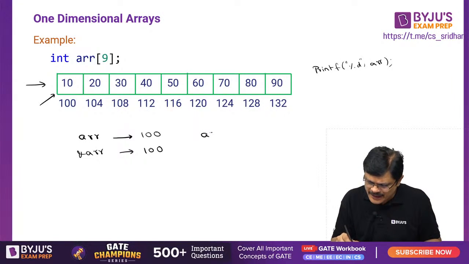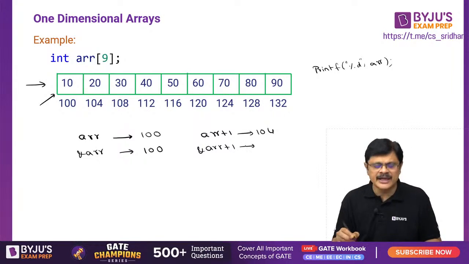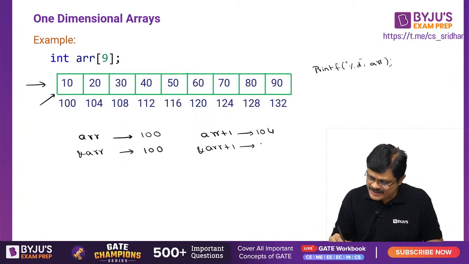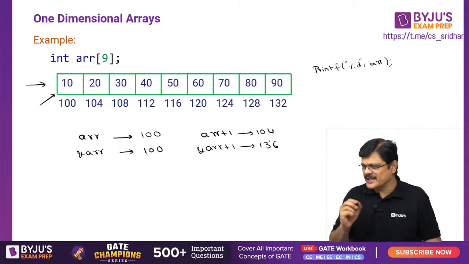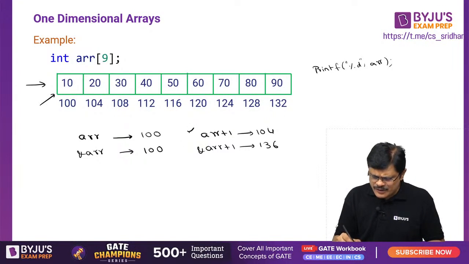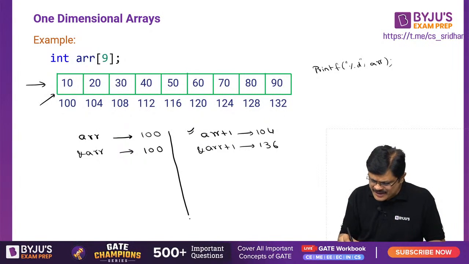So if you increment ARR, you are pointing to the next memory location, whereas if you increment ampersand ARR, it will refer to the next 1D array, which is 136 in this particular case, my dear friends. Okay, this is what we discussed. Of course, this is about the complete 1D array. We'll come to that a little later, and our main interest is this.